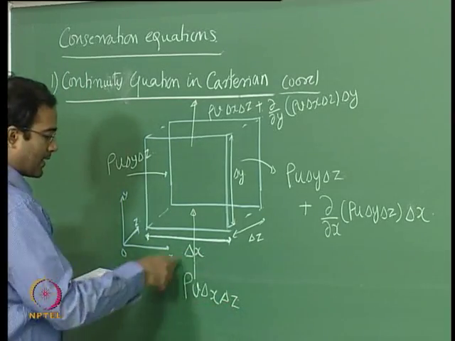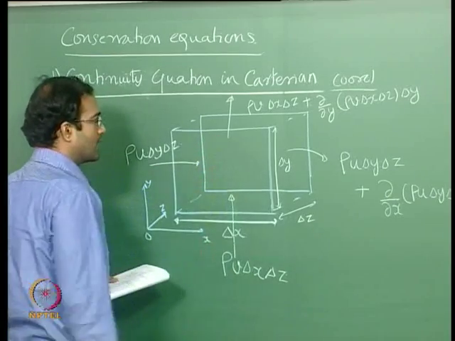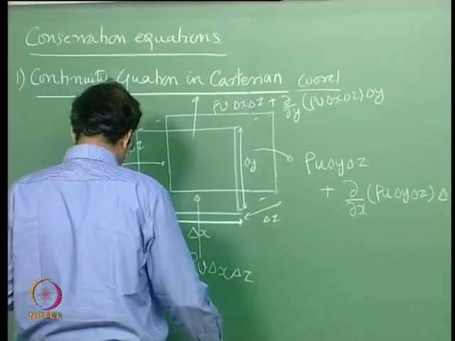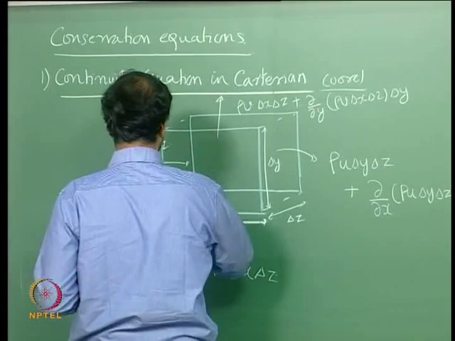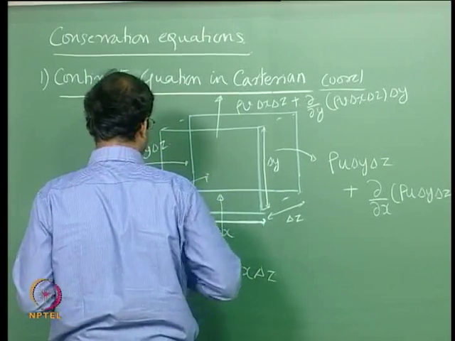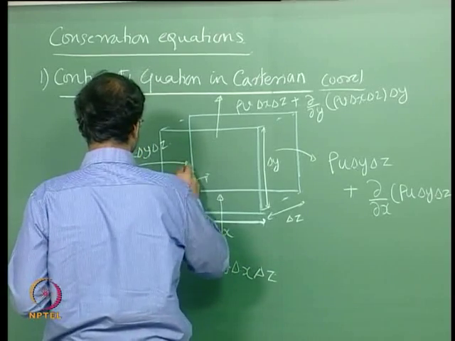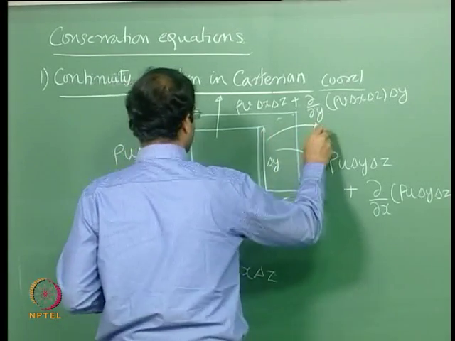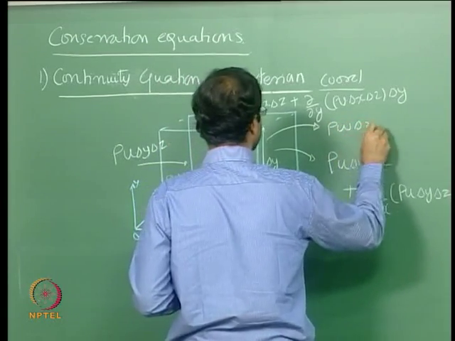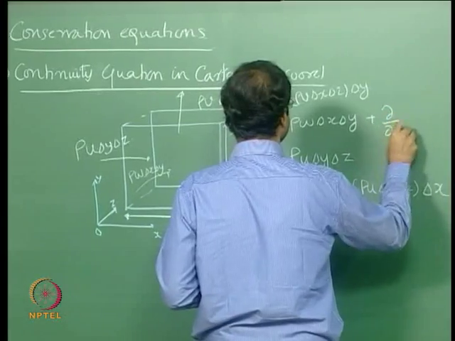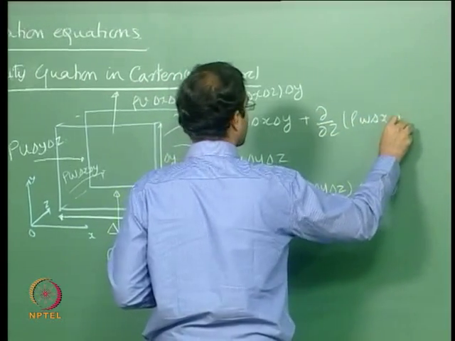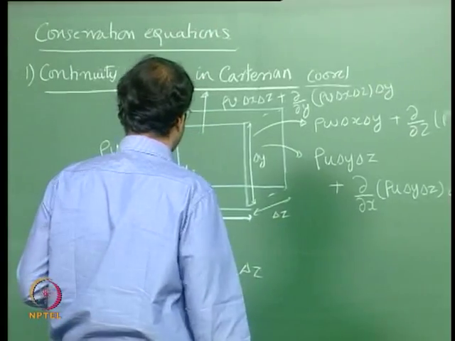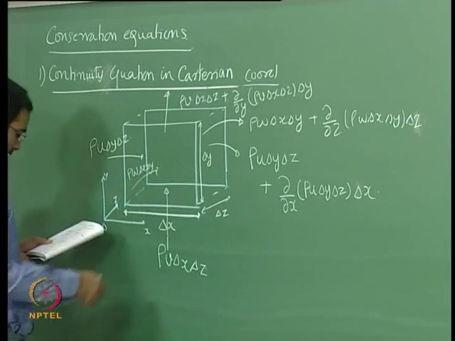This is again using the Taylor series expansion. From the variable at y equal to 0, you can write down the quantity at y equal to delta y using the Taylor series expansion. The same thing can be done in the z direction as well. If you look at the front face, the mass flow rate entering along the z direction is rho w into delta x delta y, and that coming out of the rear face can be written using the Taylor series expansion as plus d by dz of rho w delta x delta y into delta z. So these are all the mass flow rates which are entering and leaving the control volume.